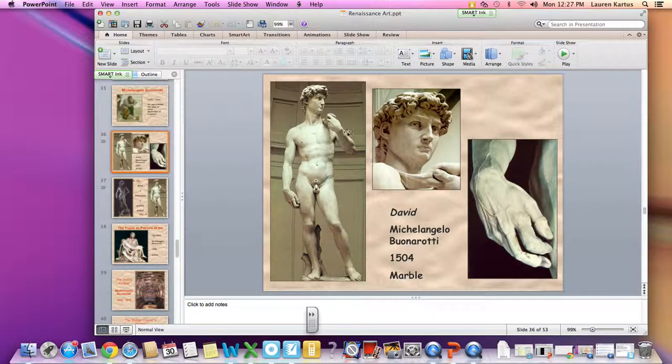So this is another statue of David, and you can see the muscles are very well defined. He's proportionate except for his hands. His hands are a little odd. But other than that, you can tell that this is a human and this is a muscular male. But it also looks very classical, which we've seen before.